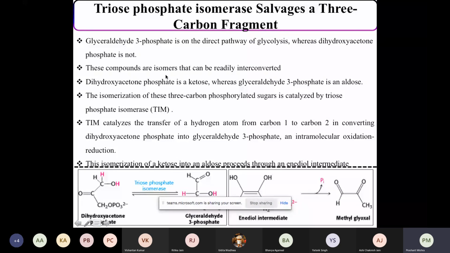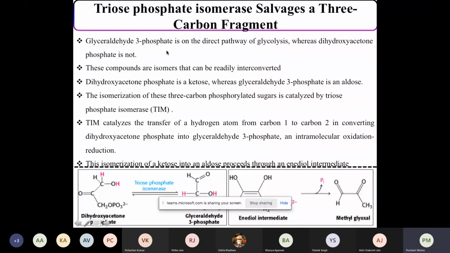I will tell you a very interesting point: this reaction in the presence of the enzyme is a very, very fast reaction. I'll show you a glimpse of how the mechanism occurs. What is the basic mechanism? Why do you require that enzyme? And how does this enzyme help the metabolic process? Triose phosphate isomerase salvages a 3-carbon fragment.